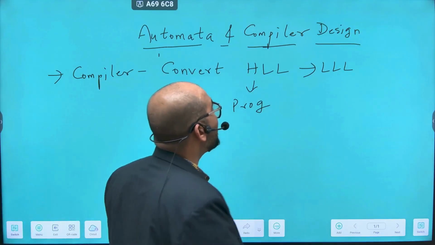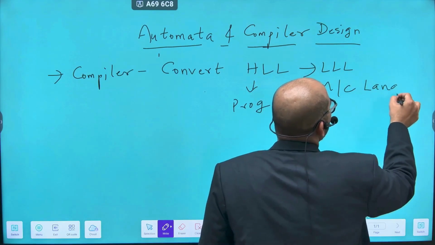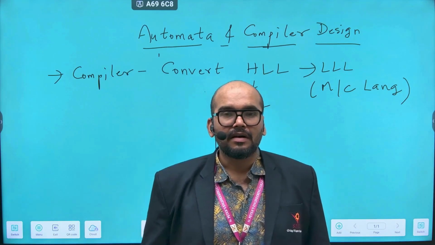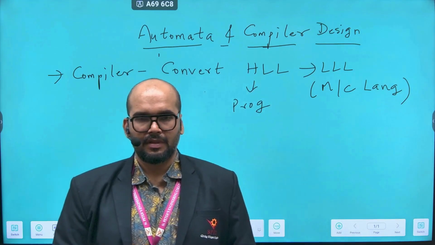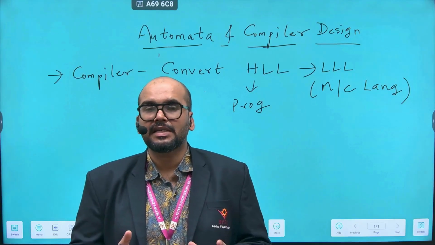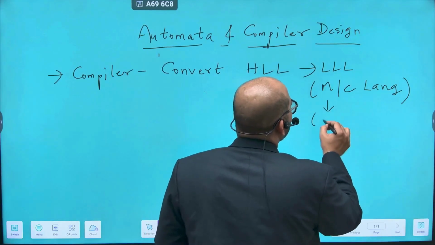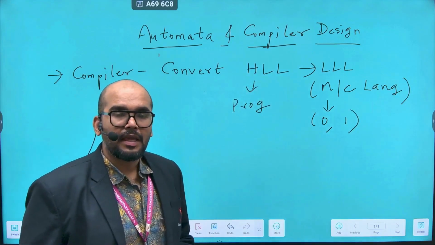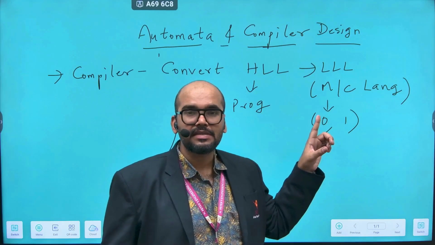What does a low level language mean? It's the machine language. Machine language means a language that a machine understands. A machine can understand only two things: one is 0 and the other one is 1.